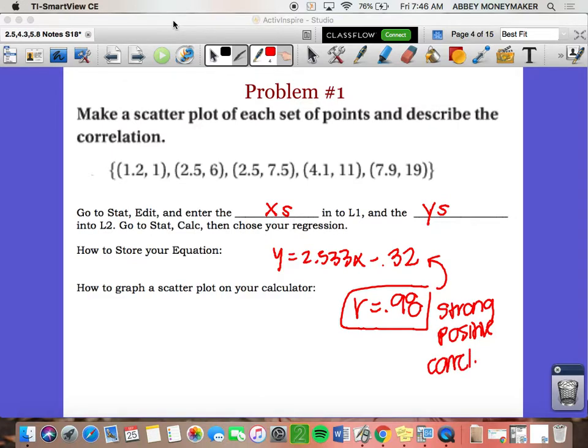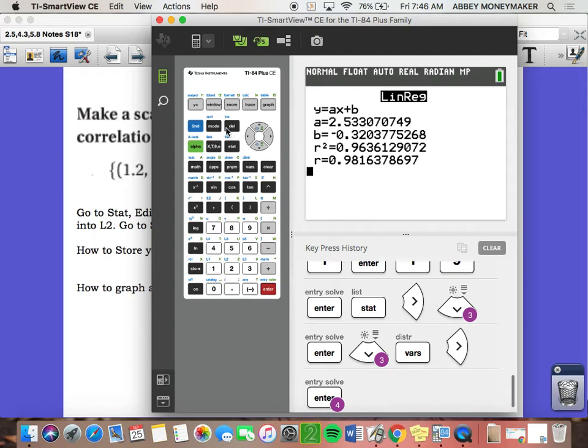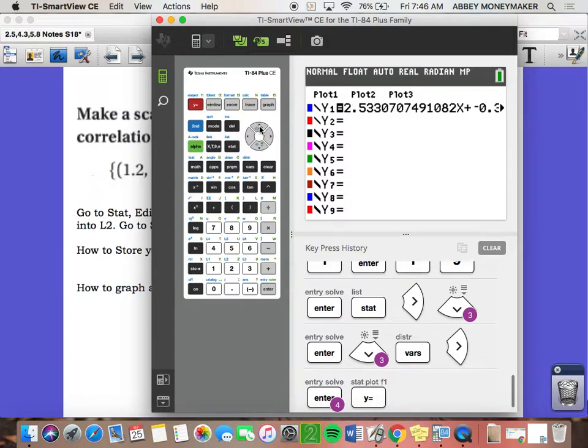All right. So now, how do we make the scatter plot? So let's go back to our calculator. And we're going to go to Y equals. And you notice here is your equation that you just got from your regression. But go up to Plot 1.